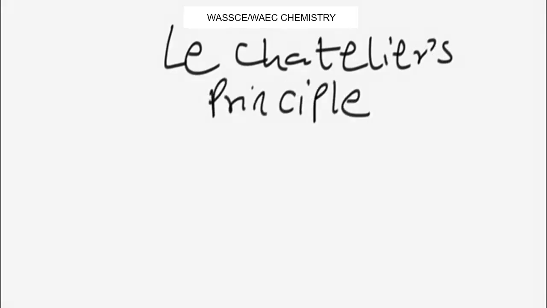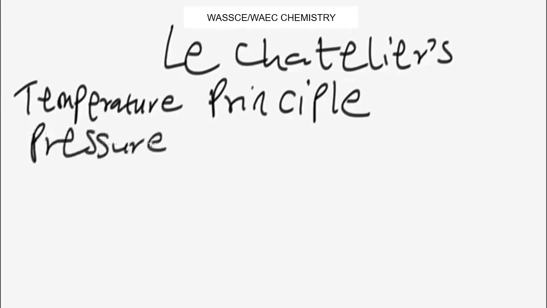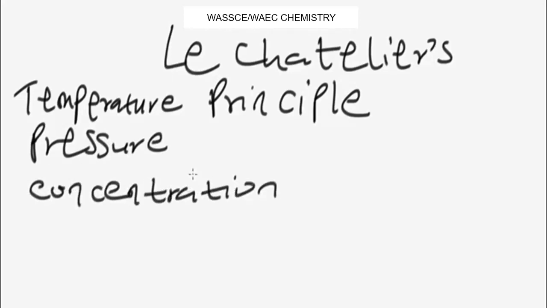Now, note that Le Chatelier's principle is used to predict the effect of any change you make to a reaction system. Basically, what is Le Chatelier's principle? Le Chatelier's principle states that when a system in equilibrium is affected by some factors such as temperature, pressure, or concentration, the system will adjust itself in order to cancel or annul the effect of change.